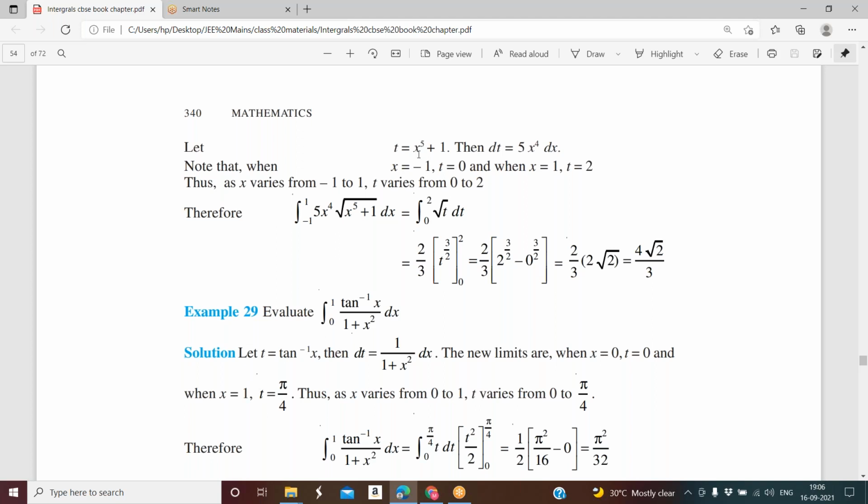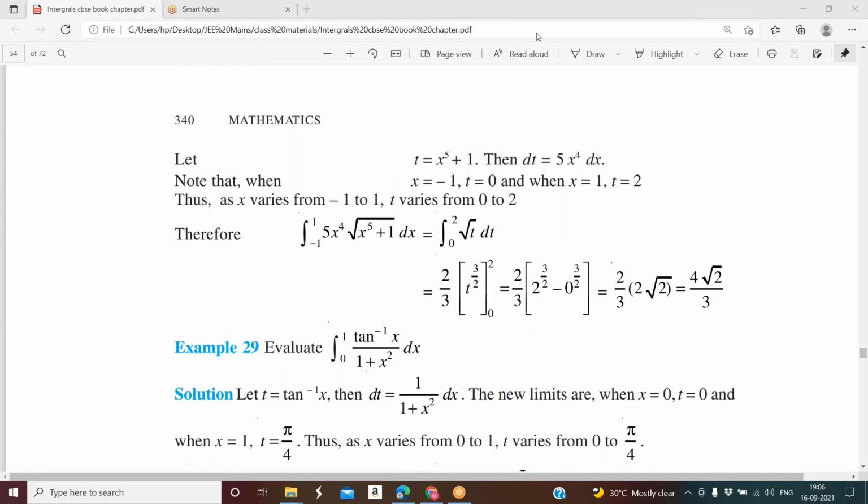How? You substitute x equal to minus 1 in this transformation. If you substitute x equal to minus 1 here, then you will get minus 1 whole to the power 5. What is minus 1 whole to the power 5? It is minus 1 again. So minus 1 plus 1 value is 0. Therefore, t takes 0. So when x takes minus 1, t takes 0.